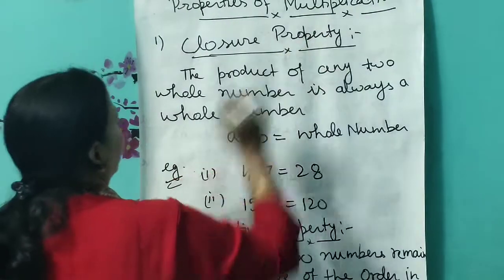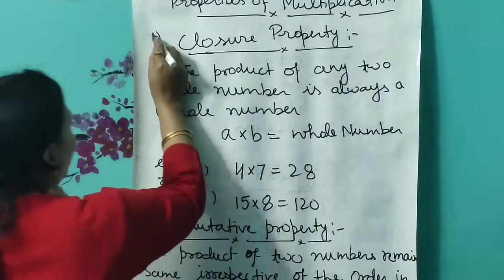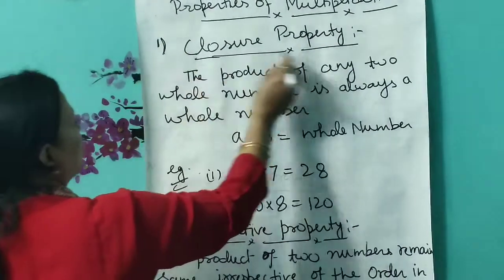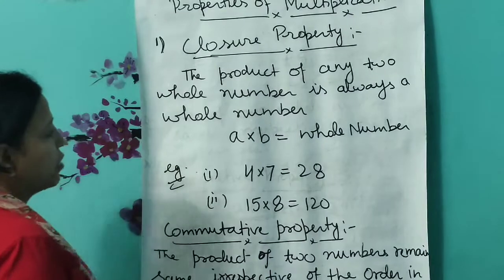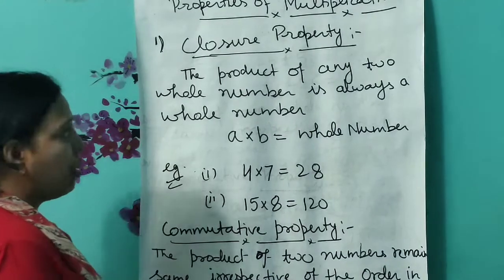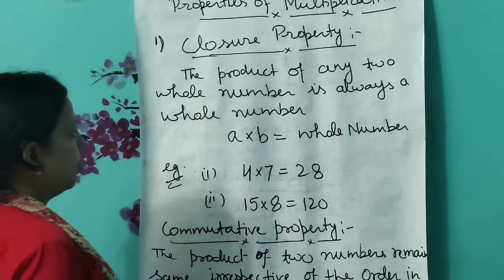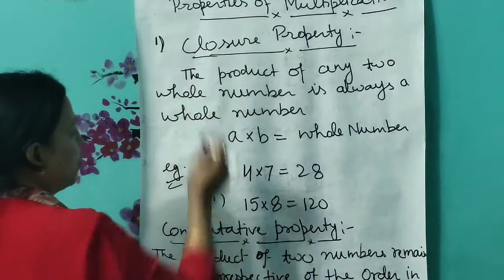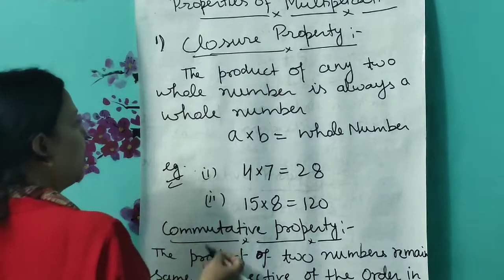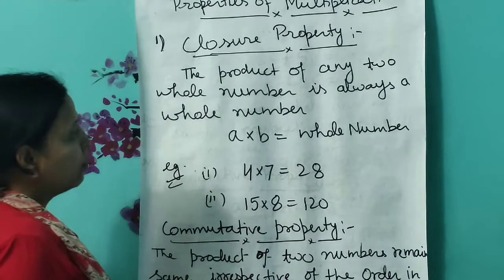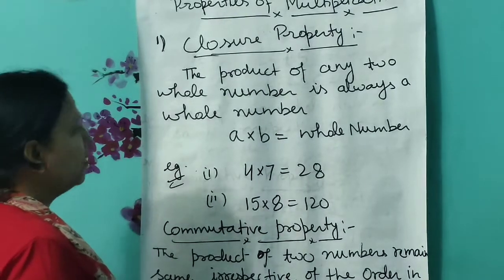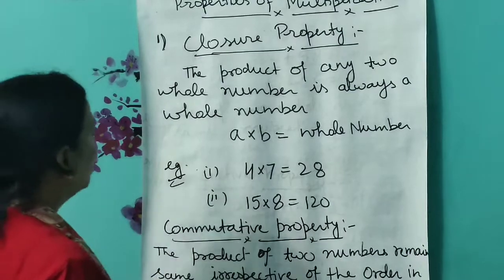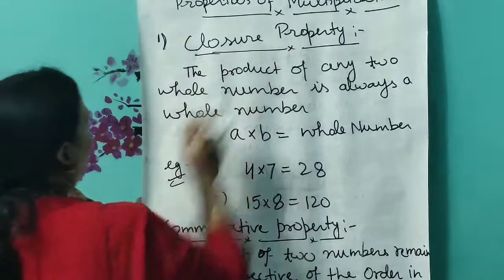Now multiplication. The first property of multiplication is the closure property. As we have discussed already in the case of addition, all those properties also hold in the case of multiplication: closure property, commutative property, associative property, and one more, the distributive property, which we will discuss one by one. So the first one is the closure property.